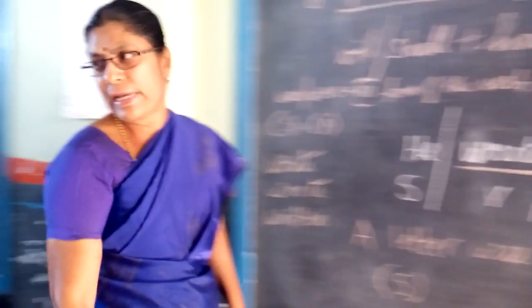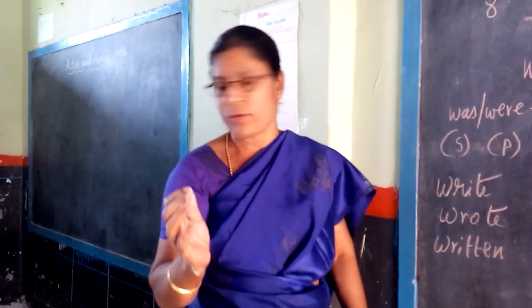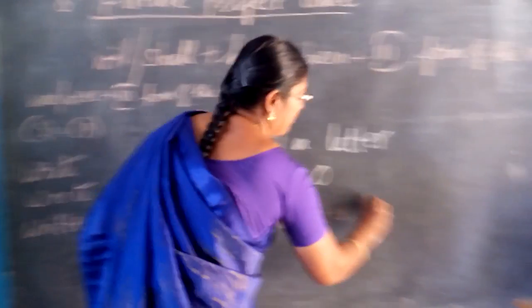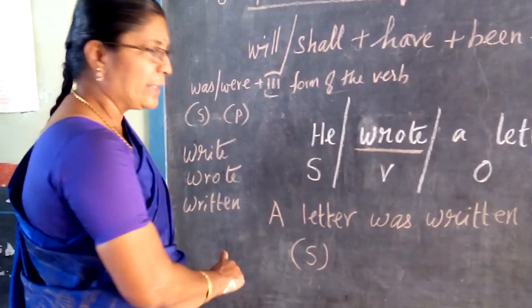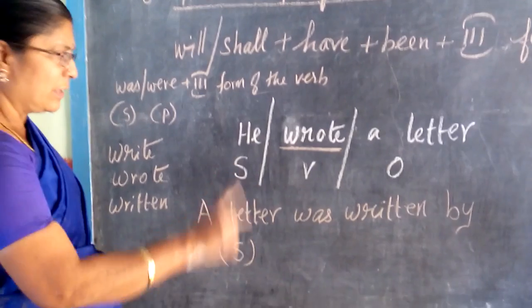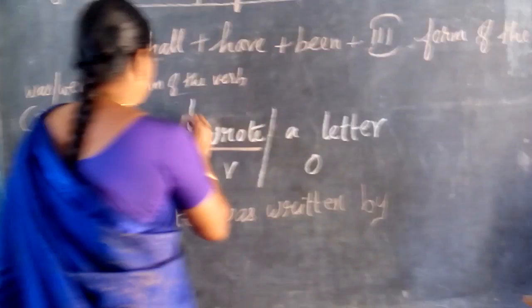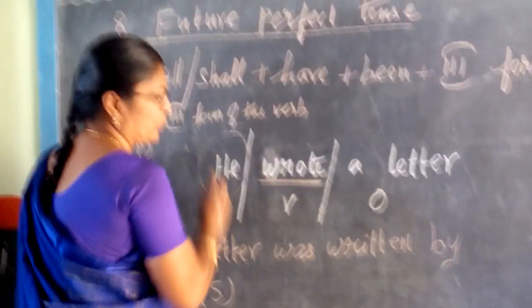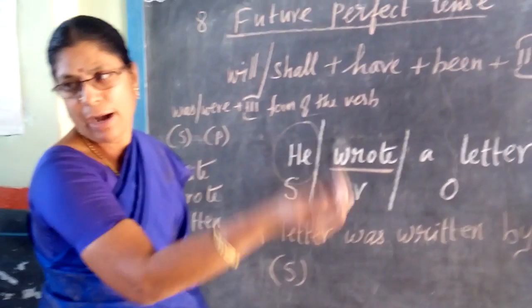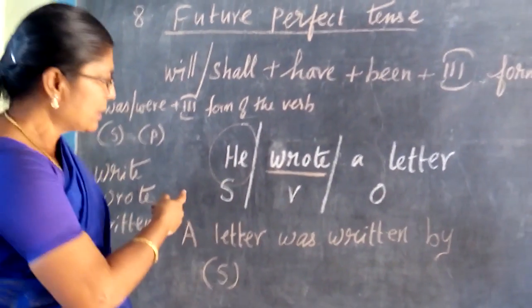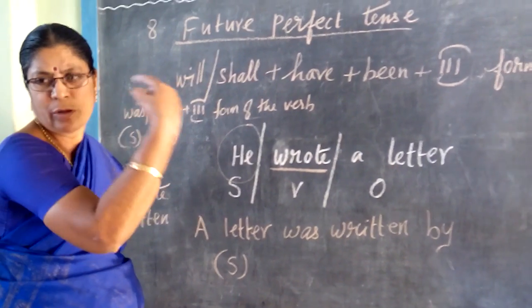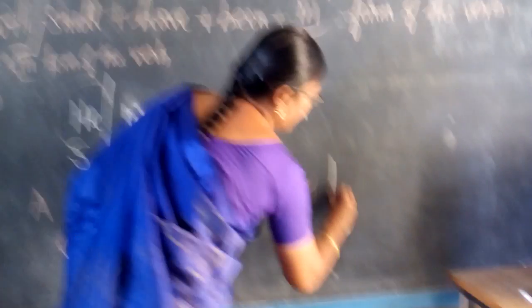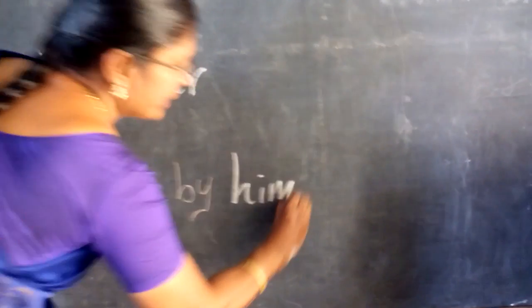Then take the agent. What is the agent here? By. Apply the agent by. A letter was written by. Take the subject last. What is the subject here? You can't write the same pronoun he at last. He changes into him.